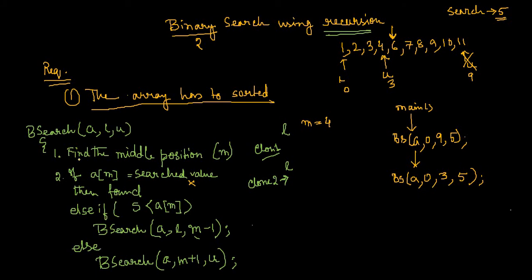So the first thing is that the middle position will be found out. Now what is the new middle? New middle is 0 plus 3 by 2, that means 1. Right. So this one is the new middle. And you see this A of middle is not at all equal to the value that you are searching. So this particular condition will again fail for the new binary search function, new clone.